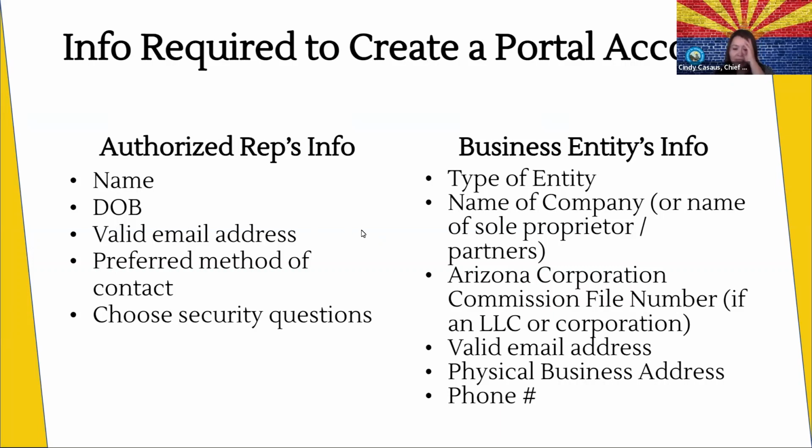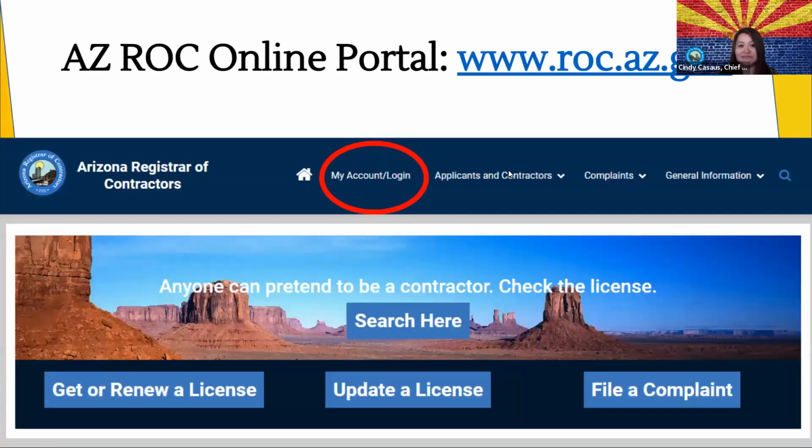We'll need information related to your business entity, which includes the type of entity or the type of business, the name of the company or the name of the sole proprietor and partners, the Arizona Corporation Commission file number if you're an LLC or corporation. Again, a valid email address, cannot stress that enough, your physical business address and phone number. So make sure you've got all of this information when you get ready to set up your portal account.